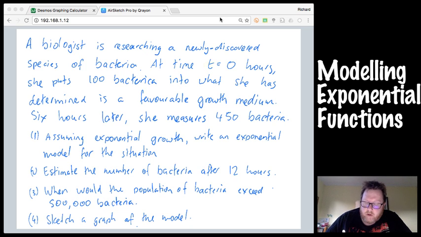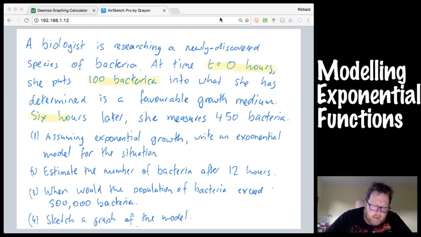Time t equals 0 hours, that's going to be important. The fact that she put in 100 bacteria to start with is going to be important. What else? It's a favourable growth medium. Not so important. I guess the only important thing to note from that is that it is a growth medium. So we know we're going to have an exponential growth graph that's growing over time, not shrinking.